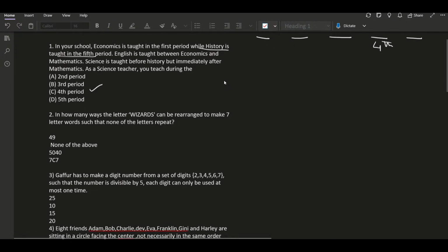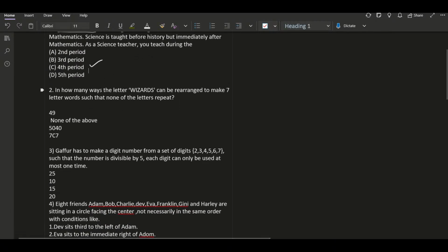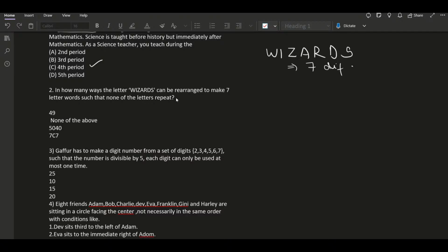Now moving to the next question. In how many ways can the letters of wizard be arranged to make 7 letter words such that none of the letters repeat? So we are given a certain word, that is wizard. As we can see, all the characters in this particular word are different. So we have seven different characters, right?